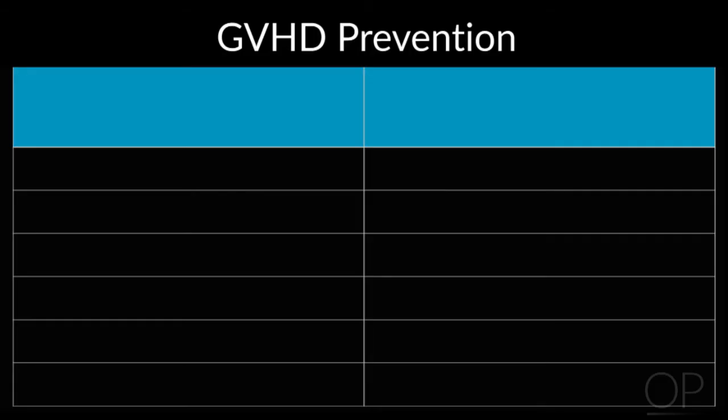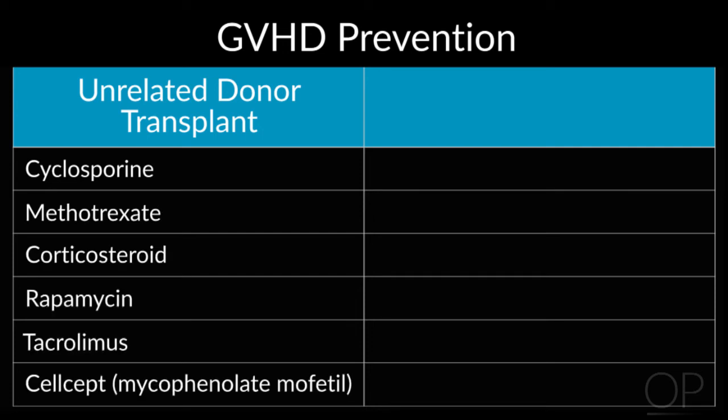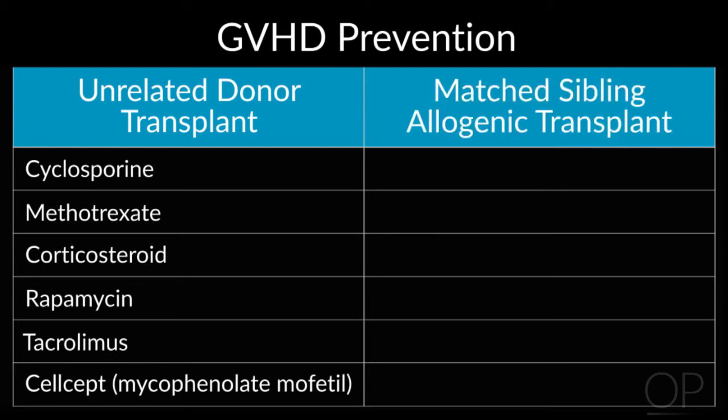So the prevention of graft-versus-host disease is important. There is no recognized international or national standard. There are many commonly used regimens. All of the commonly used regimens in children include a calcineurin inhibitor, so either cyclosporin or tacrolimus. Commonly used regimens for an unrelated donor would include cyclosporin, methotrexate, and corticosteroid, including rapamycin and tacrolimus, or CellCept. For siblings, there are no standards which use corticosteroid as prophylaxis, assuming the sibling is matched.